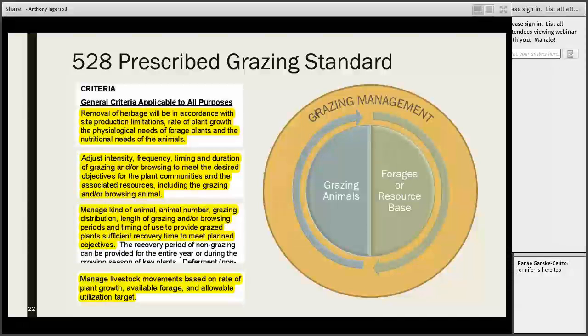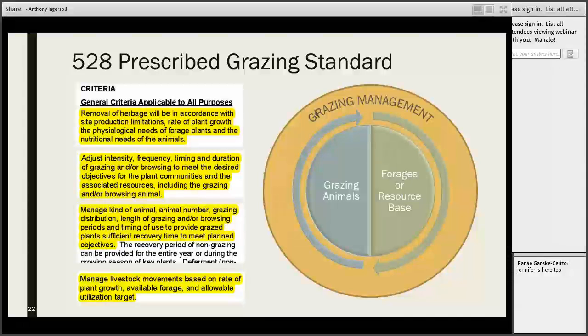Adjusting intensity, frequency, timing, and duration of grazing to meet the desired objectives for the plant community, including the grazing or browsing animal. Okay, intensity, frequency, timing, duration, that's all stuff we talked about earlier in grazing management, right? We talked about how each of those are tools that we can use in affecting the plant community. So we want to make sure that whatever system we're going to do is going to meet this criteria of having intensity, frequency, timing, duration, in order that we are meeting the objectives of the plant community and the grazing animal. Once again, we're balancing.